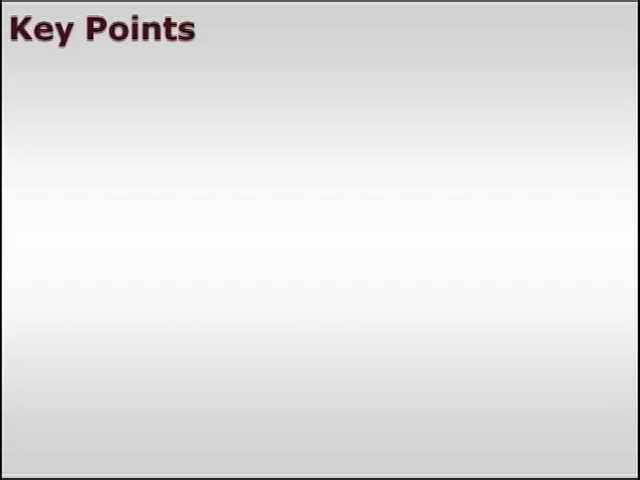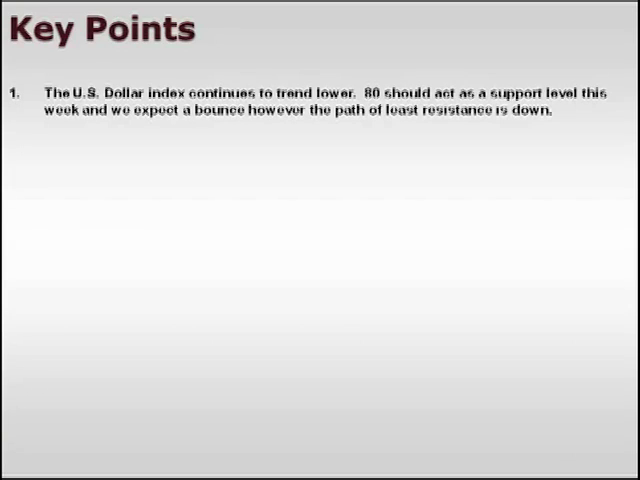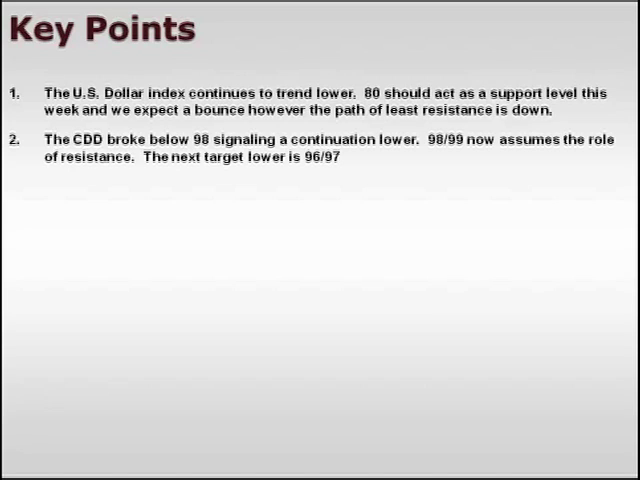Let's take a look at a few of our key points. First of all, the US dollar index continues to trend lower. 80 should act as a support level this week, and we expect a bounce. However, the path of least resistance is to the downside. The CDD broke below 98, signaling a continuation lower. 98.99 now assumes the role of resistance. The next target lower is the 96.97 focal zone.